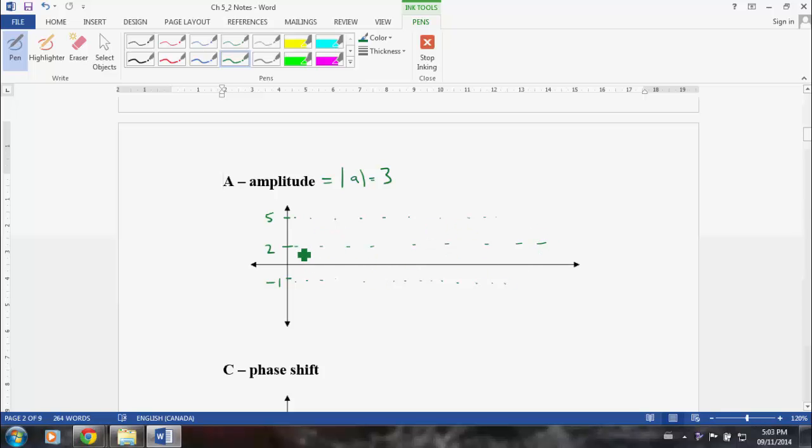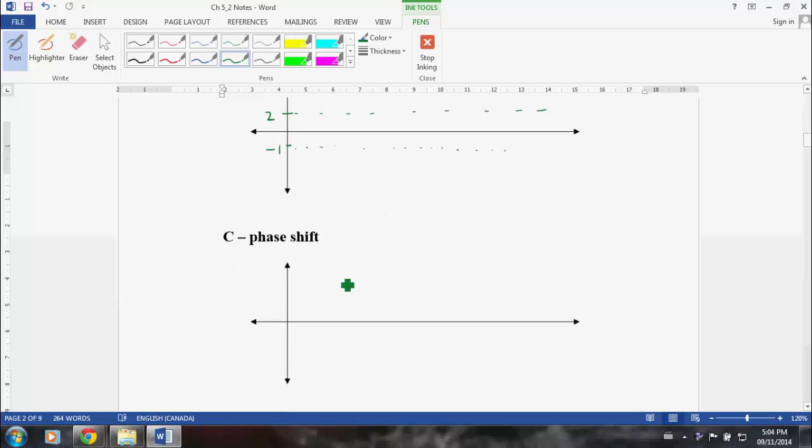The only thing I have to worry about now, I could be pretty well done right now, except for my phase shift, how much I'm moving it right or left, and how the period changes, how the horizontal compression is. But I got most of the vertical stuff figured out already. So the phase shift in this question is what was it? It was pi over 4, and it was pi over 4 to the right.